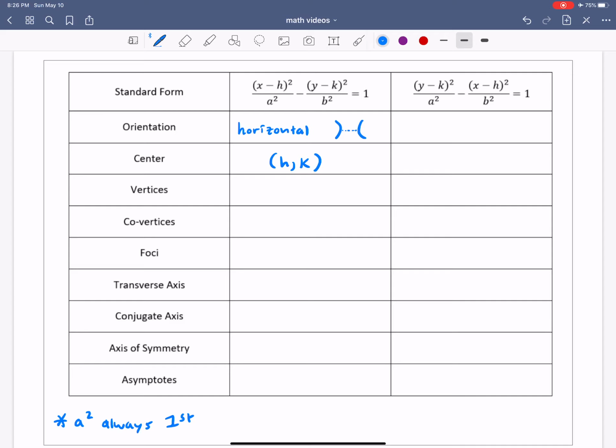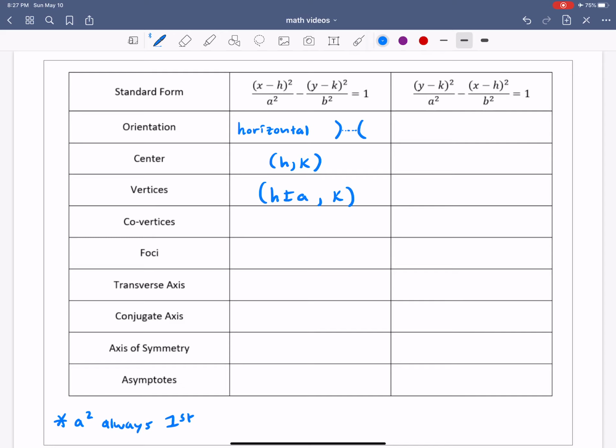Vertices. We always use a to find the location of our vertices, whether it's a hyperbola or an ellipse. It doesn't matter. So if this is a horizontal orientation, meaning the branches are to the left and the right of the center, I'm going to add and subtract a to the h value. So the vertices will be at (h plus or minus a, k).